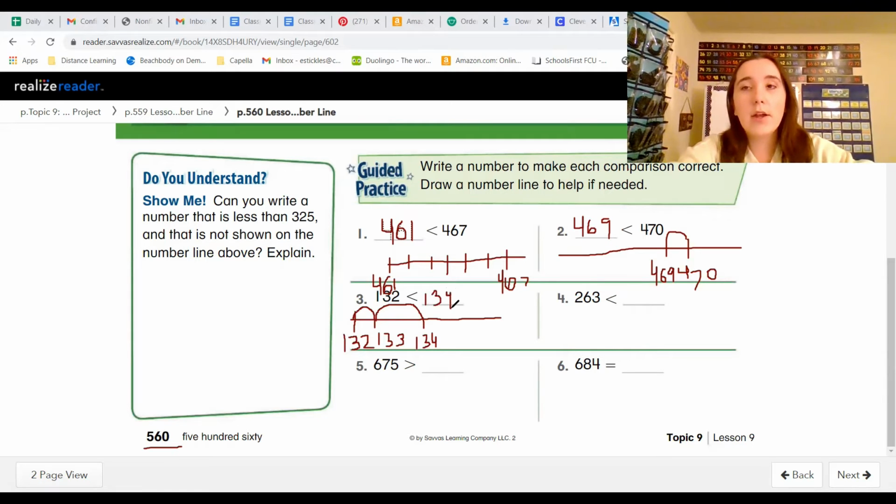134. And here's how we could read this. 132 is less than 134, and that is true. How about this one? Number 4, 263 is less than some number.